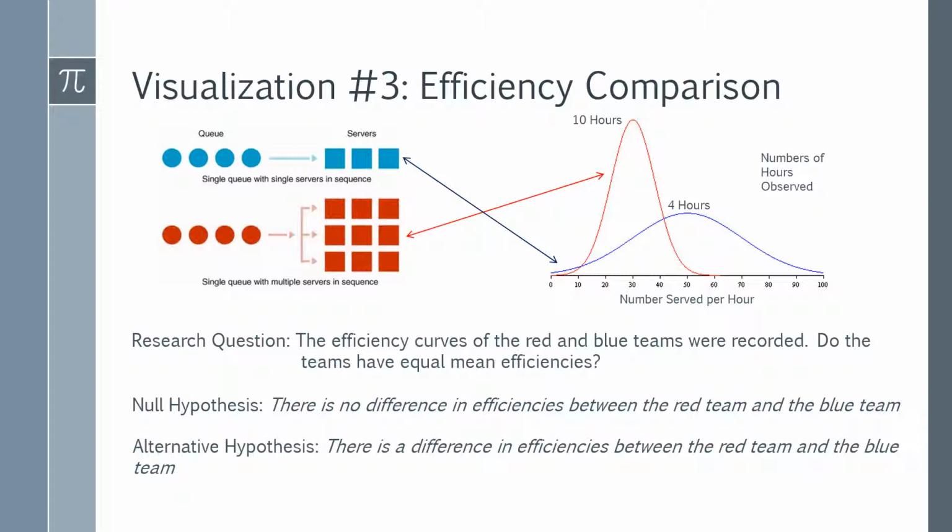When we look at the same thing for the blue curve, they have about 50 customers per hour over a 4-hour period. That would bring it to about 200 total served. If we average that over 10 hours, it clearly looks like the blue team was a lot more efficient than the red team. So in this case, we would reject the null hypothesis as there is a difference in efficiency between the red and blue servers.